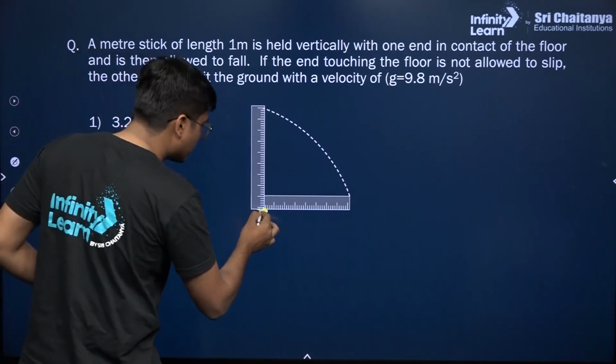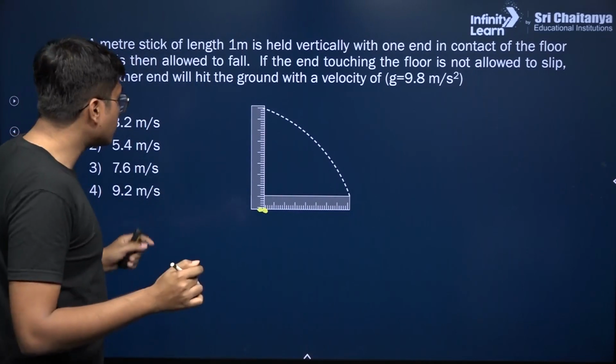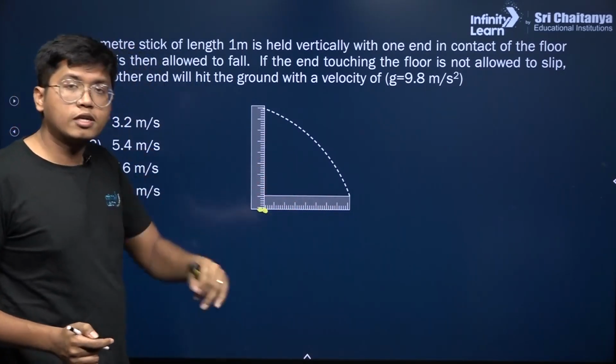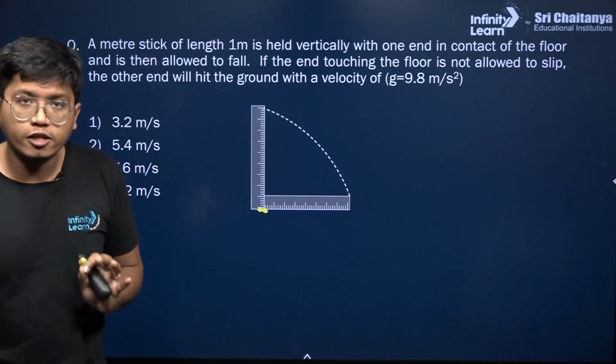You can even consider this central point just to keep things more consistent. And what is happening here, when it goes from this position to this position, its gravitational potential energy decreases.